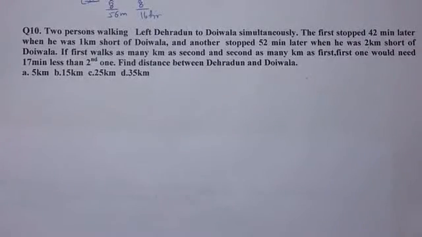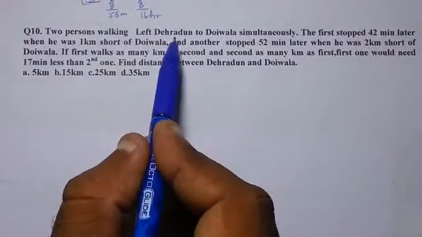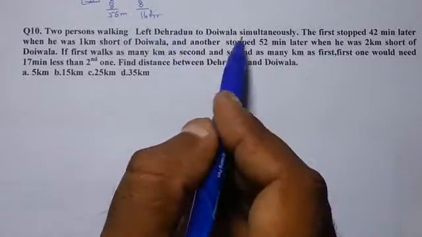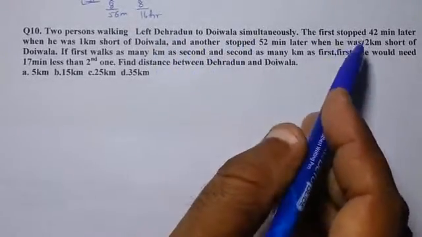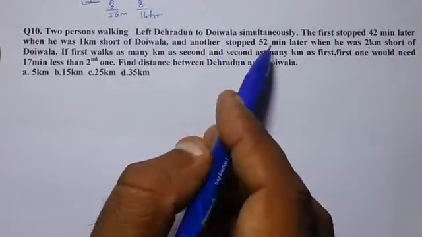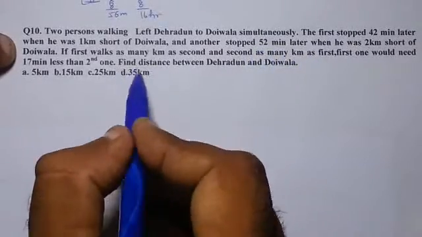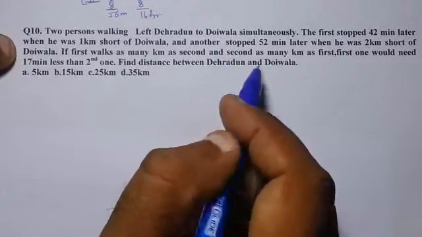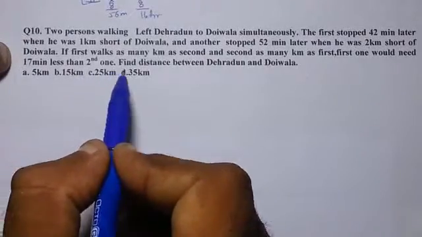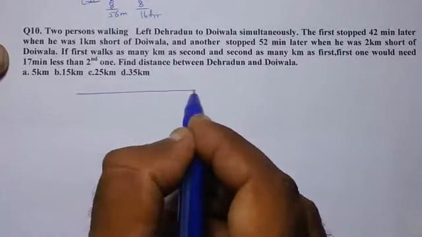So we are on the last question now, question number 10. 2 persons walking left Dehradun to Doiwala. It is a place in Uttarakhand, India. They left Dehradun to Doiwala simultaneously. The first stopped 42 minutes later when he was 1 kilometer short of Doiwala, and another stopped 52 minutes later when he was 2 kilometers short of Doiwala. If first walks as many kilometers as second and second as many kilometers as first, one would need 17 minutes less than second one. Find distance between Dehradun and Doiwala.